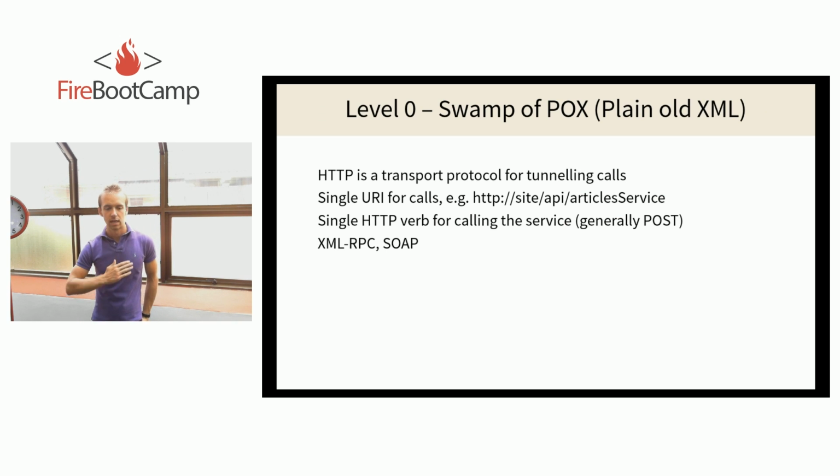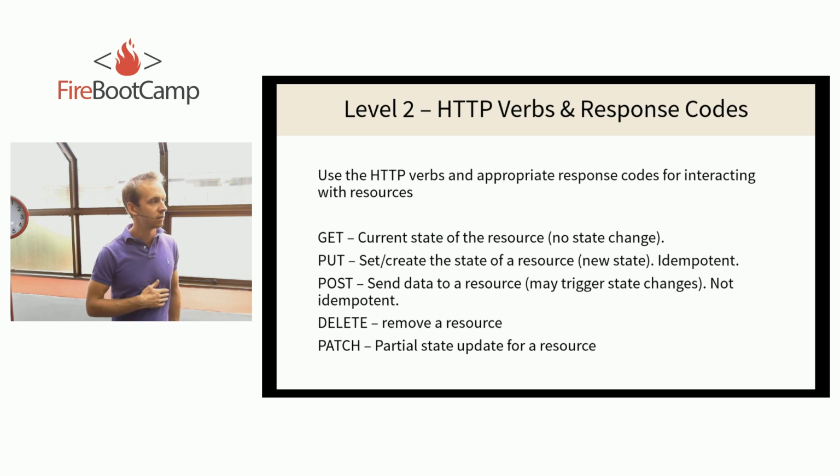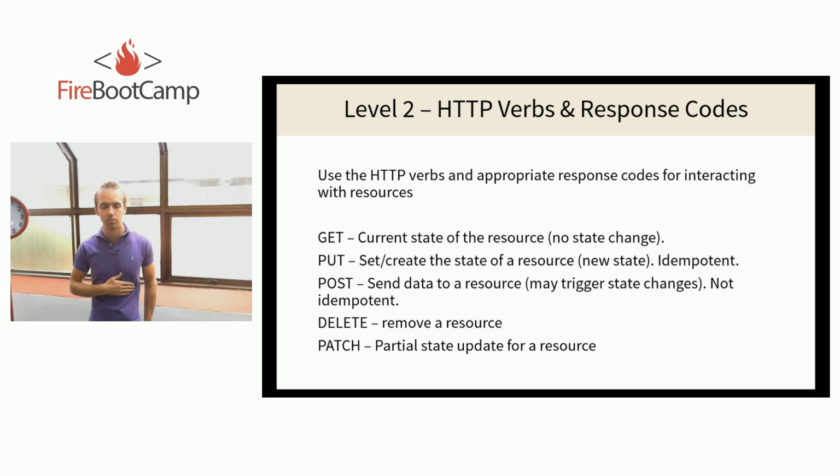Level 0, HTTP transport still, but one URI, one verb. XML, RPC, SOAP. Level 1, we start to distinguish out different URIs, same method or verb. Level 2, we start to get these definitions of different verbs that come in. Get, put, post, delete, patch, and they all have specific definitions. We know that put is idempotent, because I'm updating something. Idempotency means I can replay it, and I'm always going to get the same result.